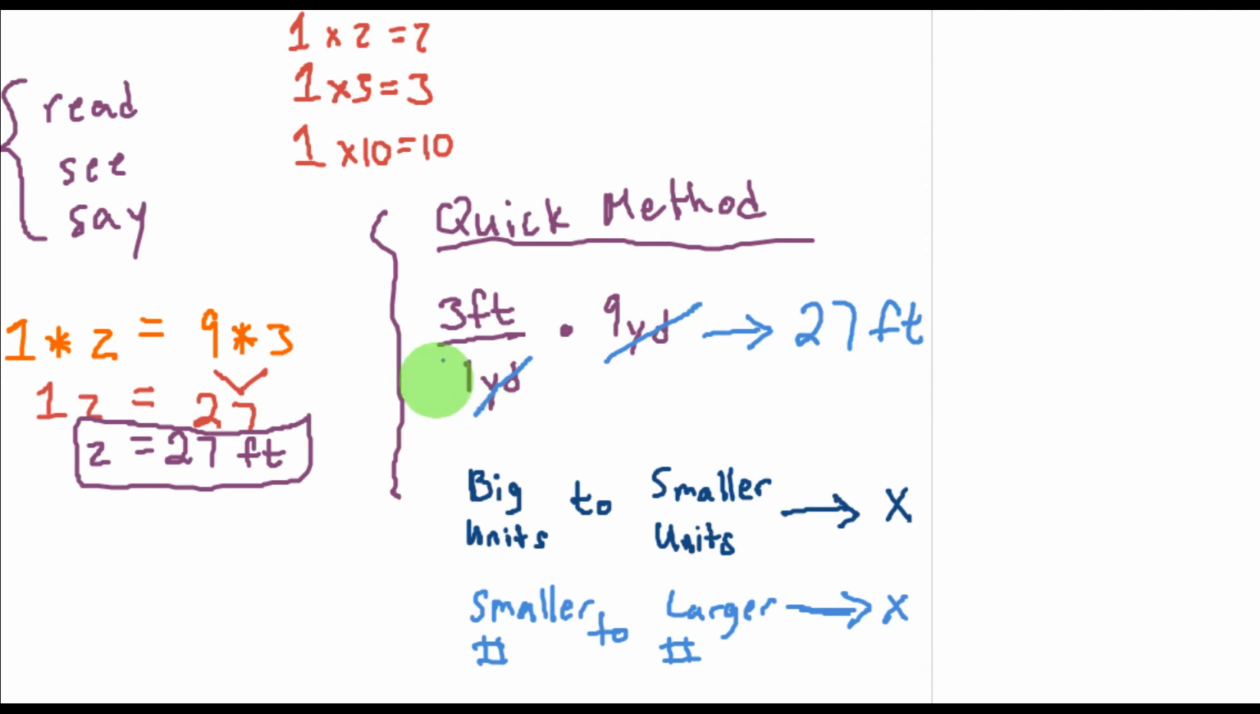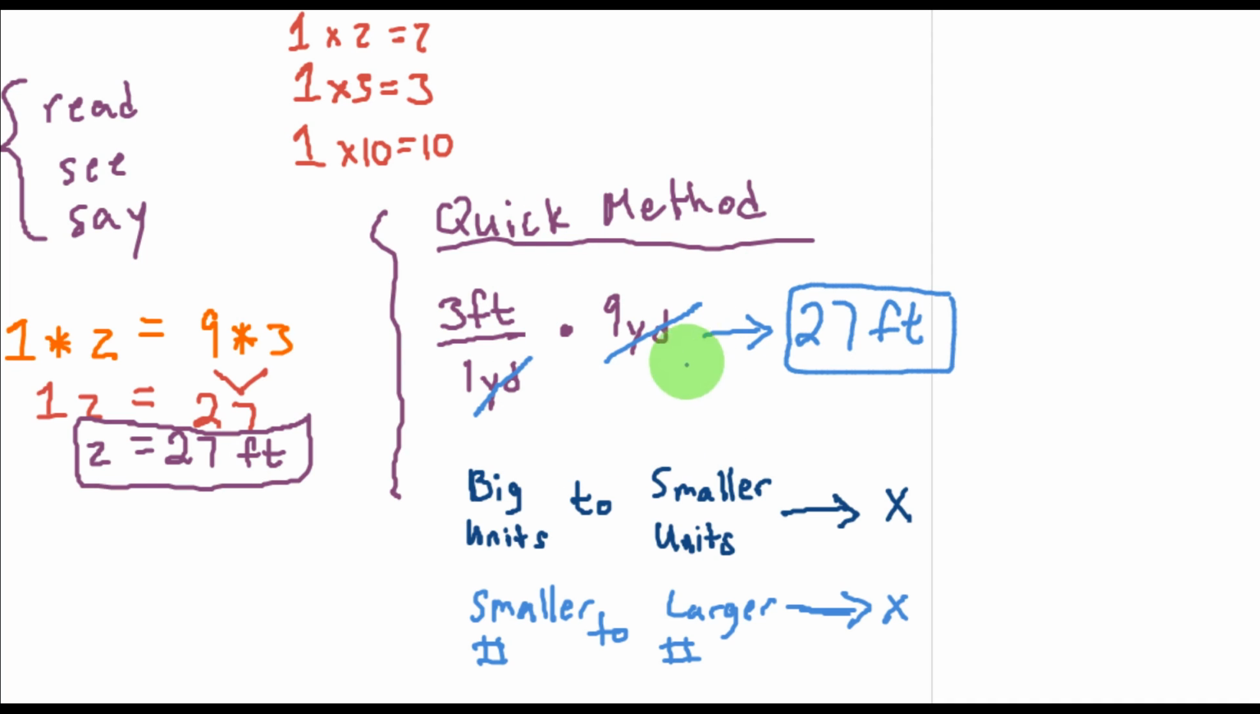But what about that 1 below in the denominator? Well, think about it. This is telling us whatever value is on top is being divided by 1. So 27 divided by 1 is still 27. So we have 27 feet as our answer using the quick method.